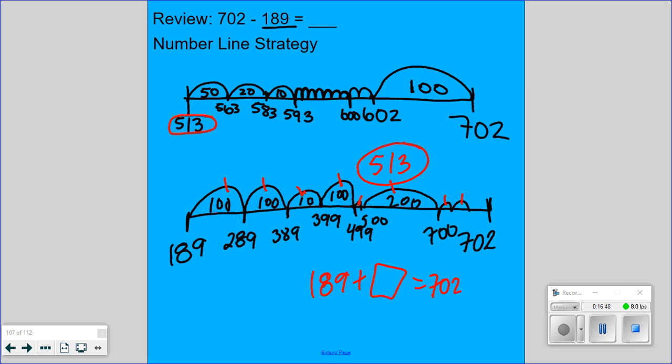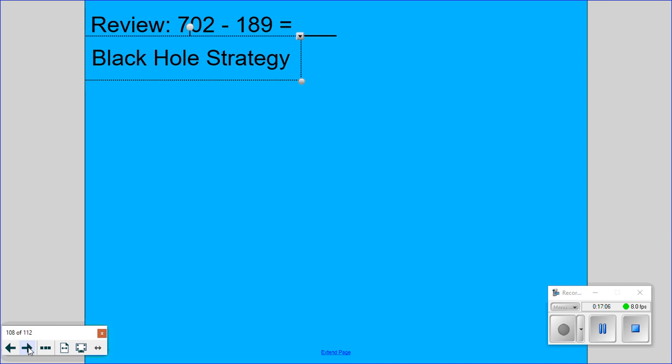Yep. Some people call this a fact family. Have you ever heard of a fact family? Yes. This is a fact family. I just picked random numbers. Turn the page. Next blank page. You're going to rewrite the same equation. But this time, we're using our black hole strategy.